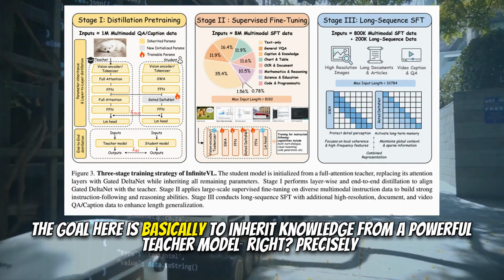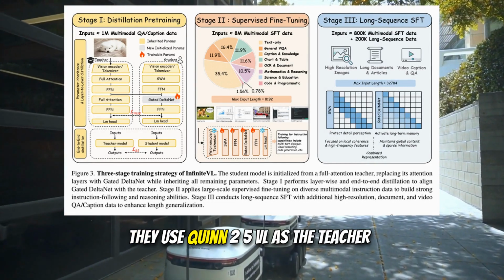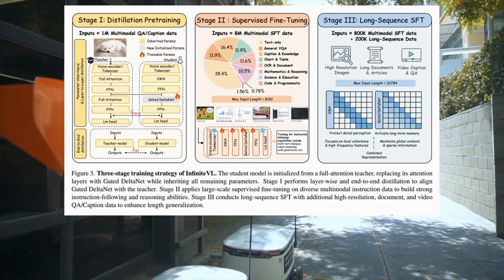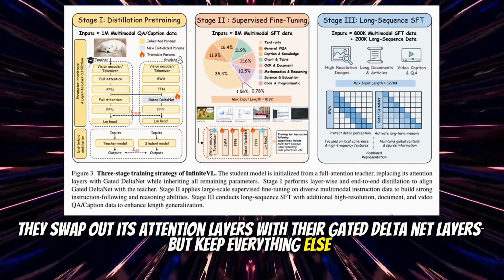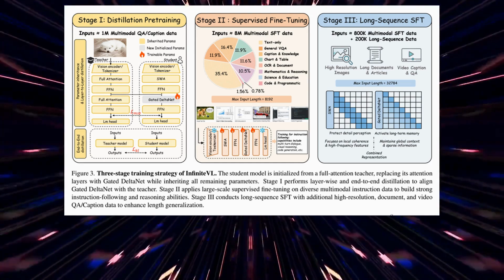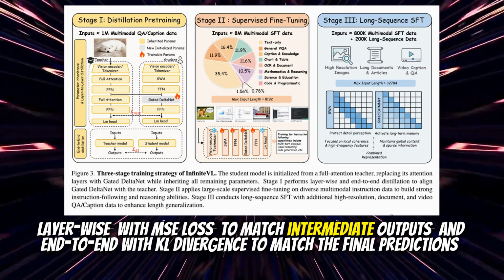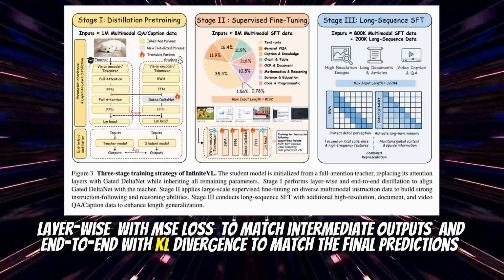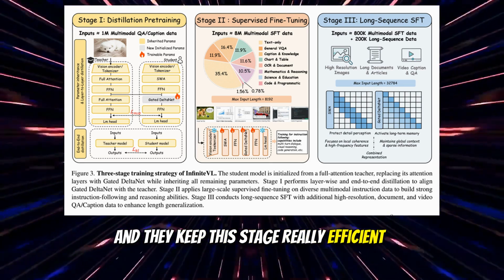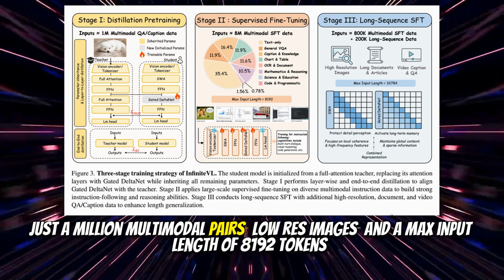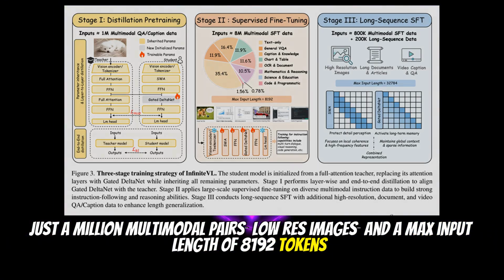The goal here is basically to inherit knowledge from a powerful teacher model, right? Precisely. They use Qwen 2.5VL as the teacher. They swap out its attention layers with their gated DeltaNet layers, but keep everything else. Then they align them in two ways. Layer-wise, with MSE loss to match intermediate outputs, and end-to-end with KL divergence to match the final predictions. And they keep this stage really efficient. Just 1 million multimodal pairs, low-res images, and a max input length of 8,192 tokens.